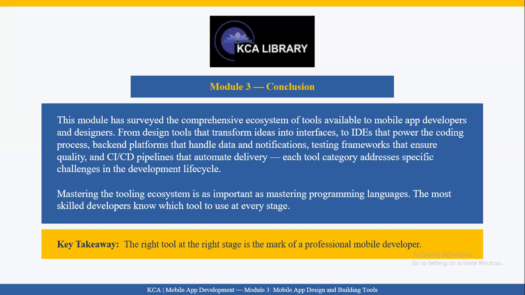Conclusion. In conclusion, this module provides a comprehensive overview of the tools that support modern mobile application development, from design and coding to back-end services and deployment. Each tool category plays a critical role in the development life cycle. Mastering these tools enhances both efficiency and quality. The key takeaway is that selecting the right tool at the right stage is a defining characteristic of a professional mobile developer.